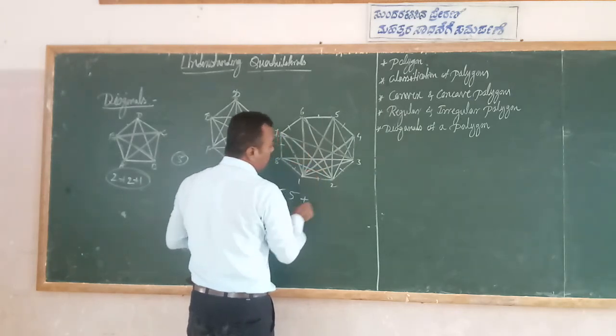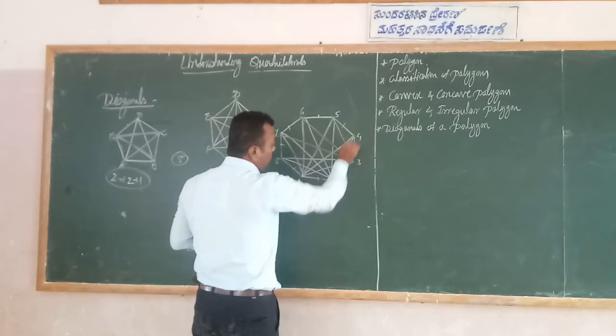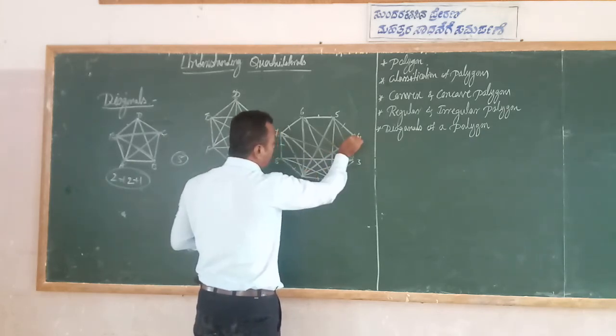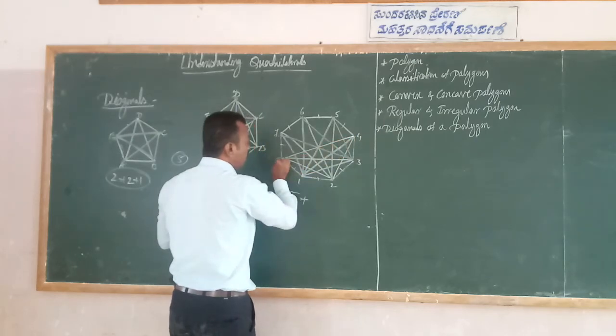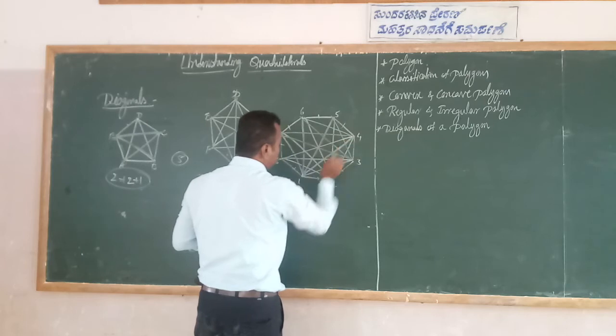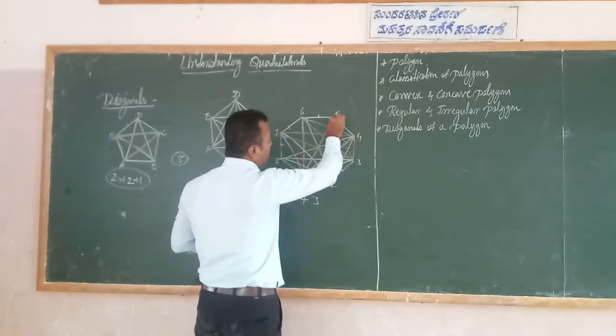This is 4. Next, come to 4. 4 to 2 already over. 4 to 1 already over. 4 to 8, 1. 4 to 7, 2. 4 to 6, 3.